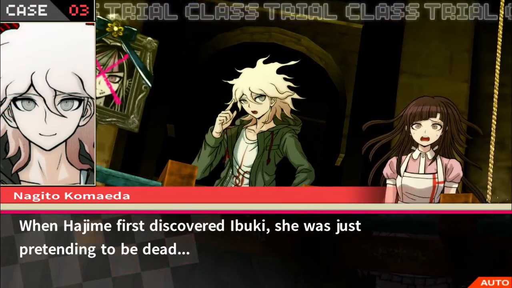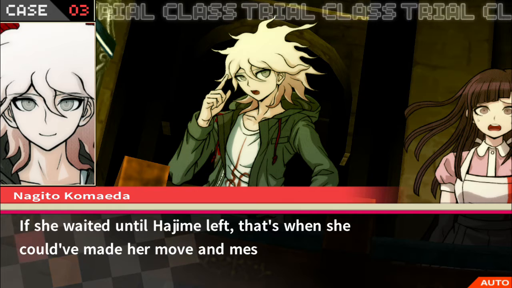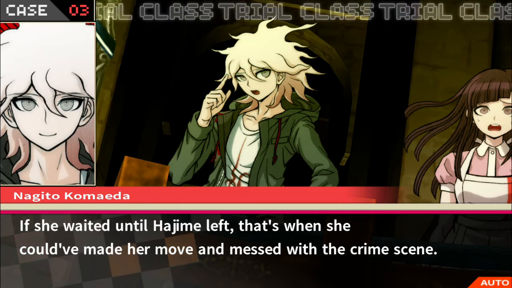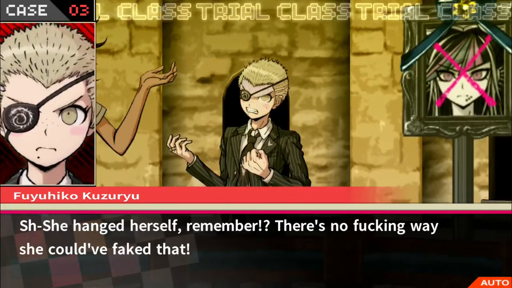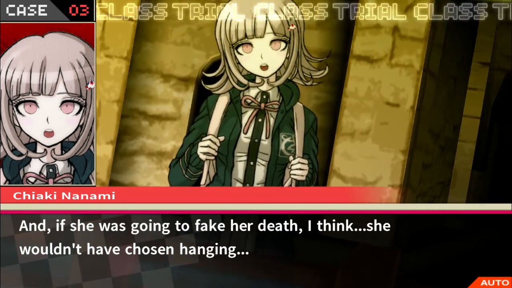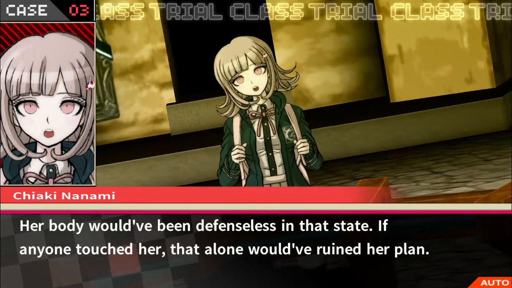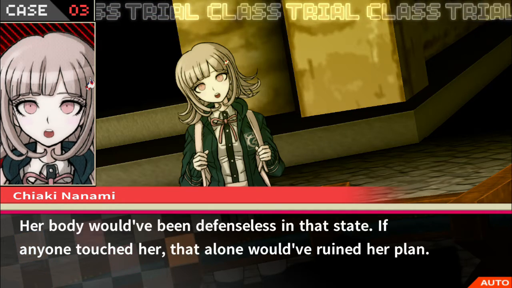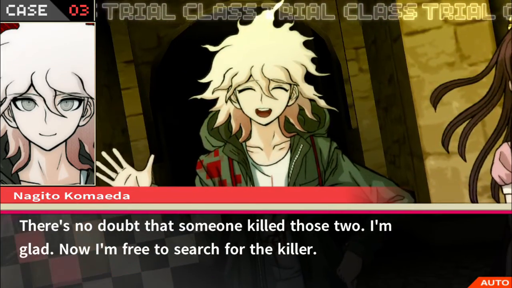When Hajime first discovered Ibuki, she was just pretending to be dead. If she waited until Hajime left, that's when she could have made her move and messed with the crime scene. But she hanged herself. Remember? There's no way she could have faked that. And if she was going to fake her death, I think she wouldn't have chosen hanging. Her body would have been defenseless in that state. If anyone touched her, that alone would have ruined her plan. Pretty much. I see. So that means there's no doubt that someone killed those two.